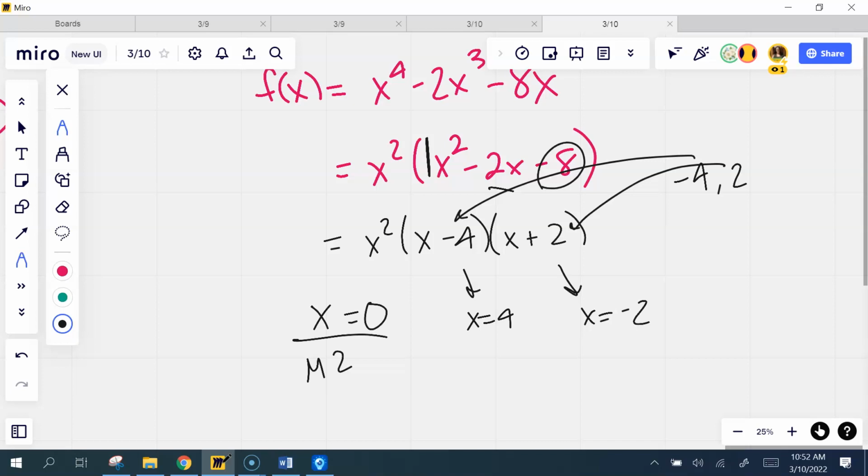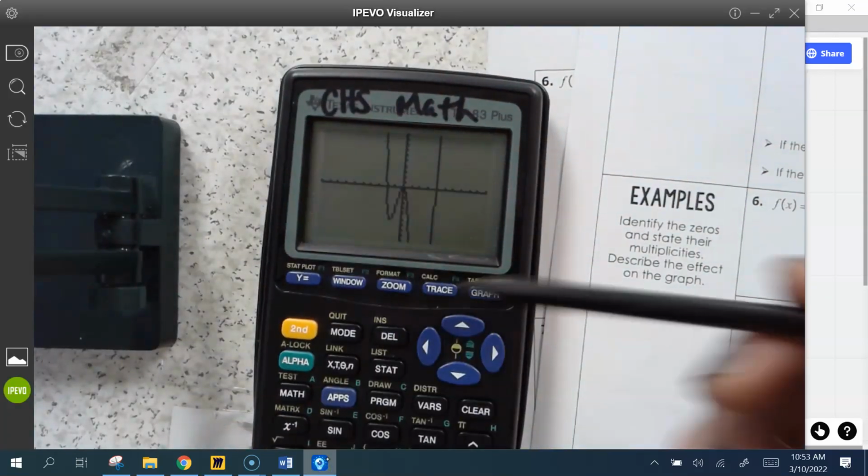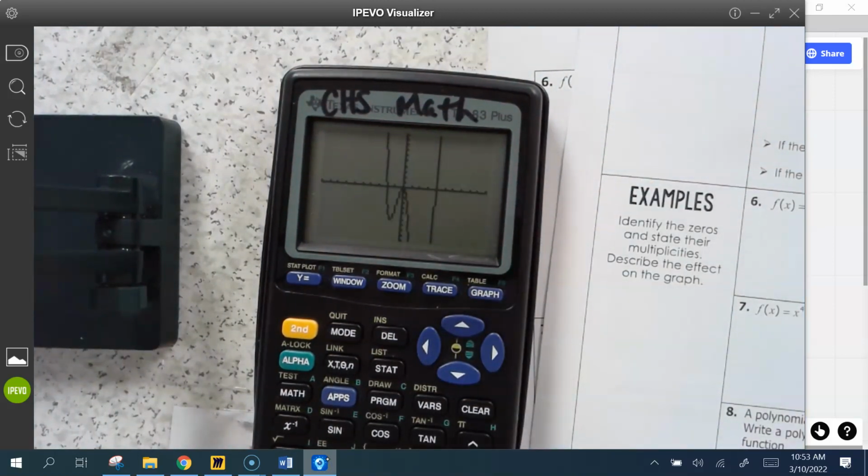How about 4? What's the multiplicity? So what does it do? Straight through. How about -2? So what does it do? Straight through. I'm going to graph this not on the camera first. Okay, this one works. These all have multiplicity 1, so they go straight through. So if you graph this one, this is what it looks like. Straight through at -2, bounces at 0, and straight through at +4.